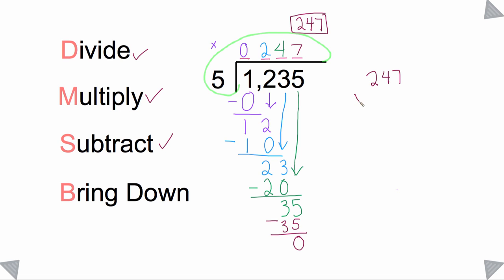247 times 5. 5 times 7 is 35, carry the 3. 5 times 4 is 20, plus 3 is 23, carry the 2. 5 times 2 is 10, plus 2 is 12.